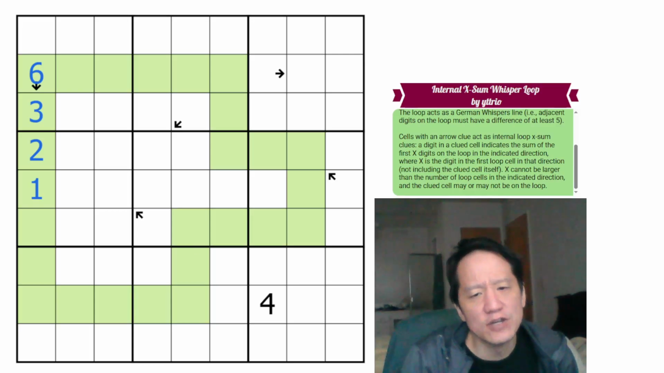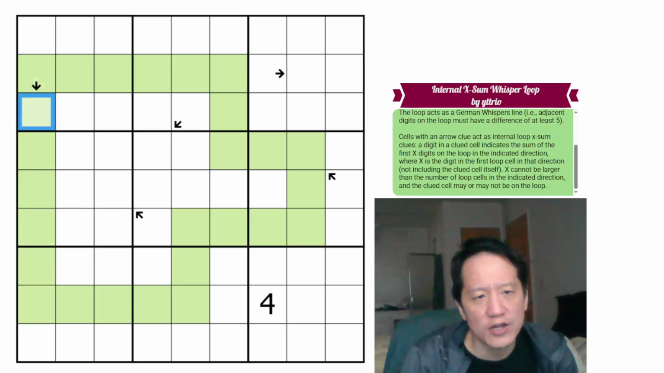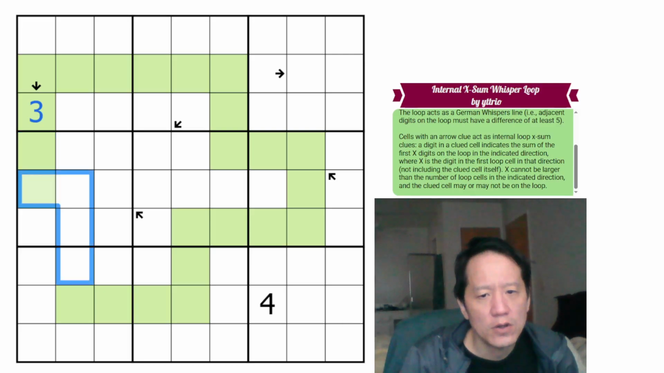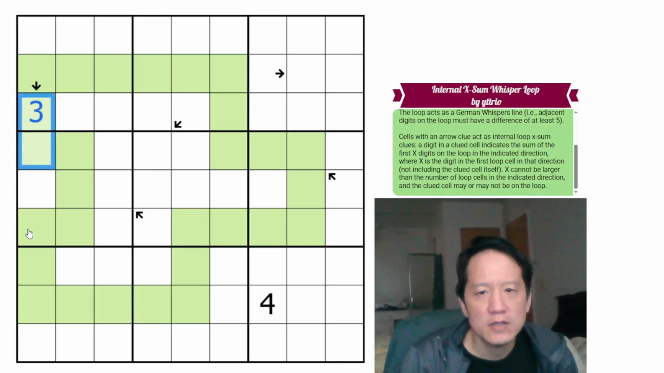I think, actually, my suspicion is incorrect. I think you can actually do something along the lines of this, right? Because it's just counting the first 3 cells that are on the loop in this direction.